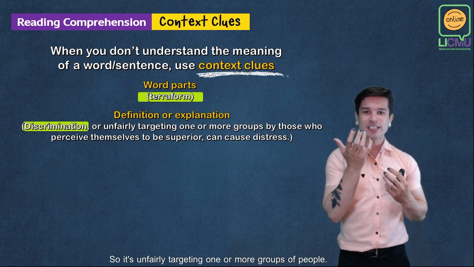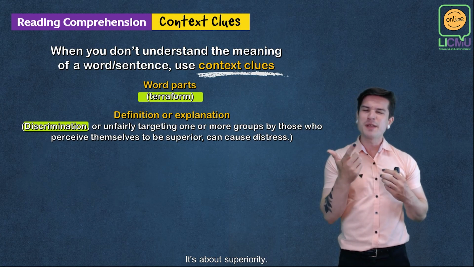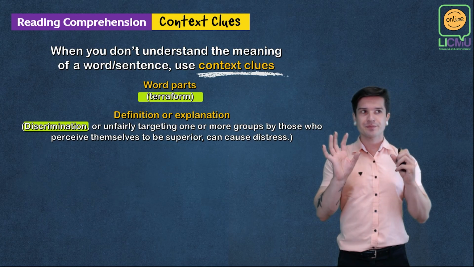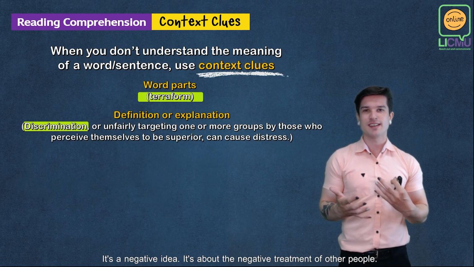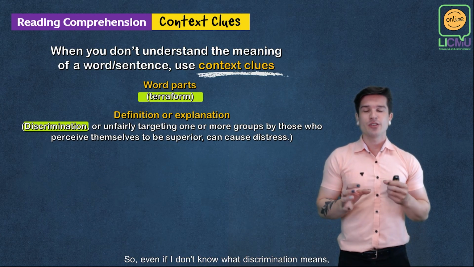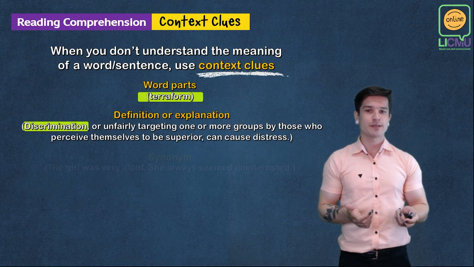So it's unfairly targeting one or more groups of people. It's unfairness. It's about superiority. It's about feeling better than someone. So I can already see that it's probably a negative concept. It's a negative idea. It's about the negative treatment of other people. So even if I don't know what discrimination means, I have a good idea of how it works.